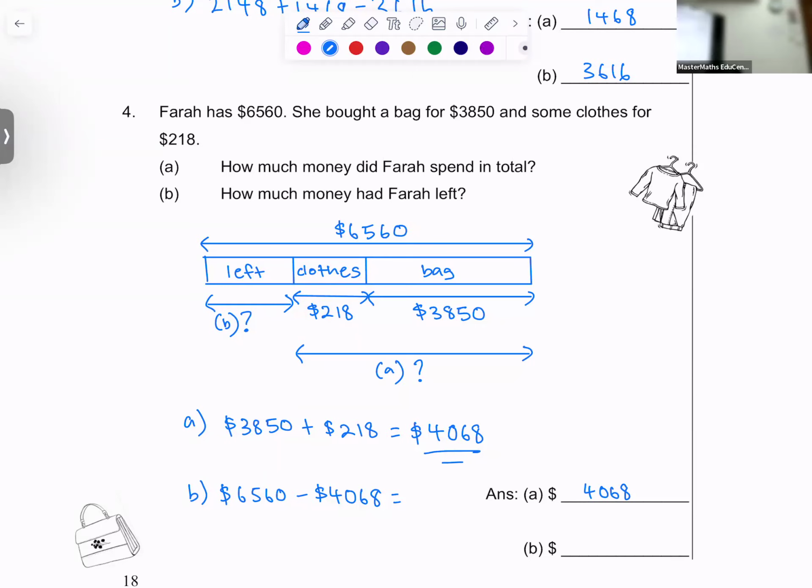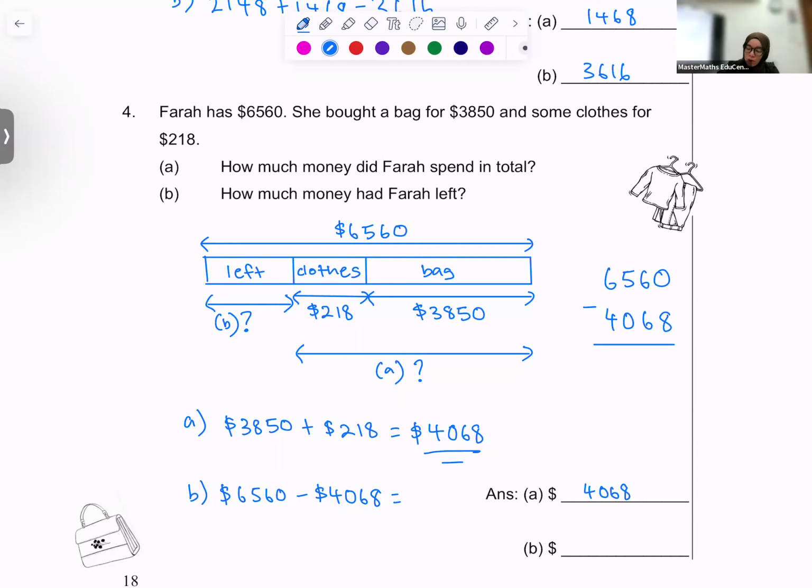Nice. All right. How's my answer? You're muted, yeah? I'm not done yet. Okay. Do you want to do it together? Yeah. Okay, come, let's do it together, Sumaya. $6,560 minus $4,068. Okay? So what do we do first, Sumaya? Which place? Ones place. Very good.